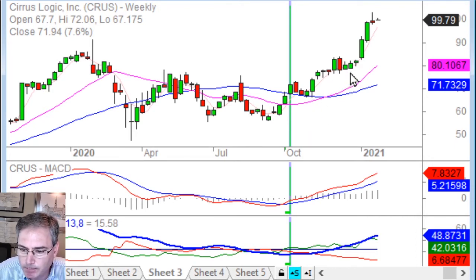Now, what this is telling me, because this is rising, is that I don't necessarily need to get the pullback all the way to the 18.